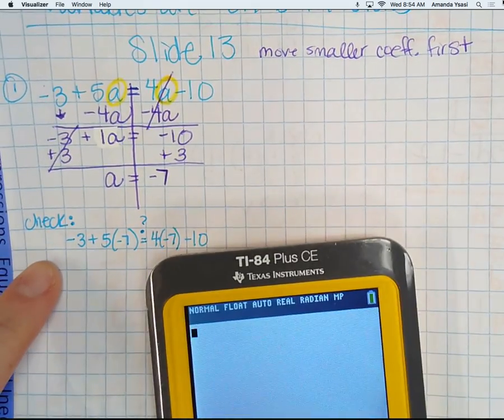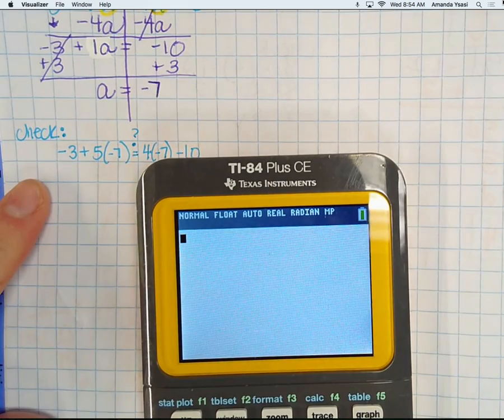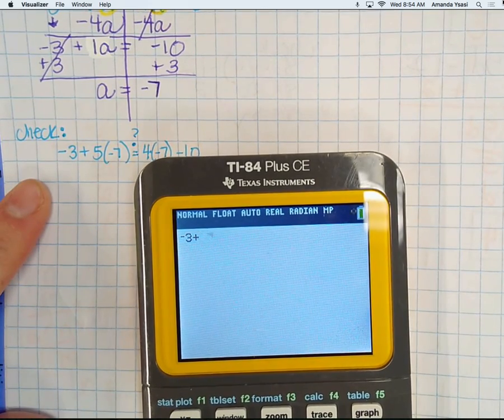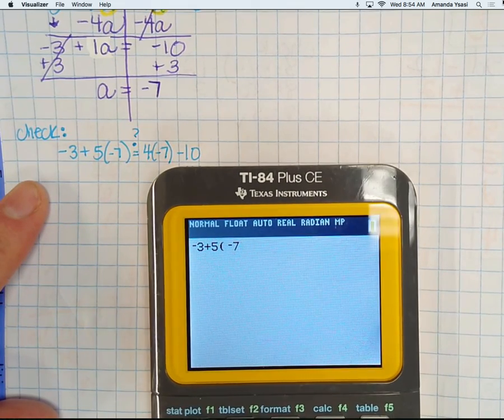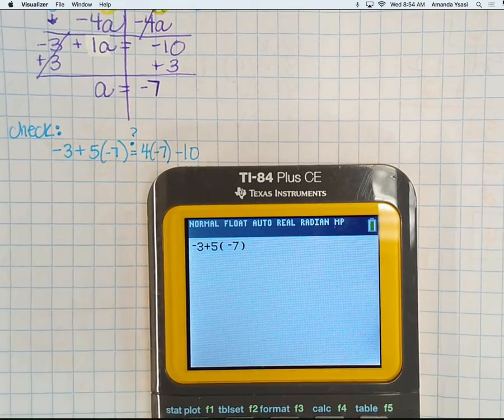So now I'm going to put in the left side first. So negative 3 plus 5, parentheses negative 7. You can use the calculator on your Chromebook, or you can grab a calculator from the back of my room.